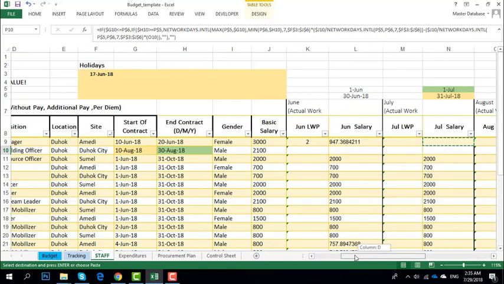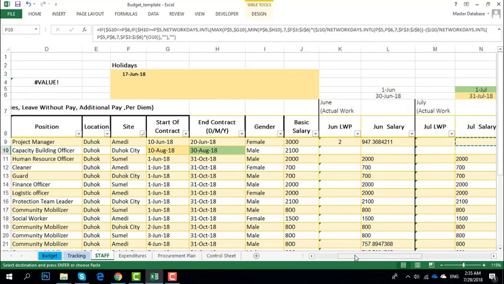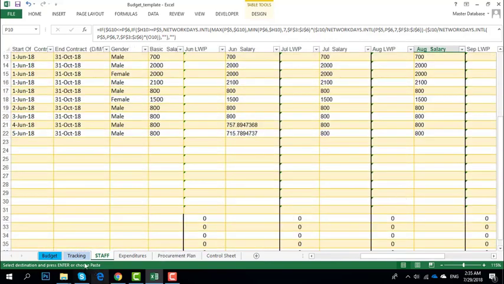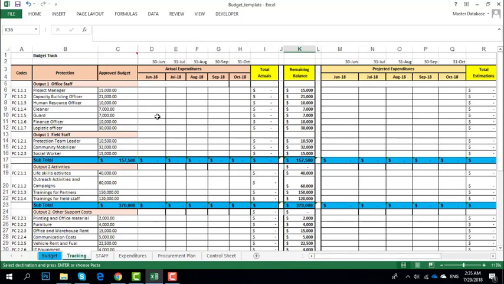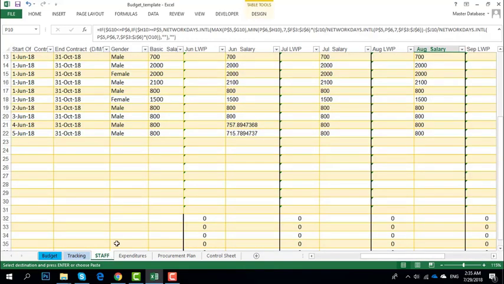The next lesson will be even more detailed about the staffing and how we can add insurance, freights, and other allowances for the staff, and then link all these expenditures with the tracking here in the project using advanced formulas, which are sumproduct and sumifs. And finally, we have a human resource plan, which we call the HR plan.